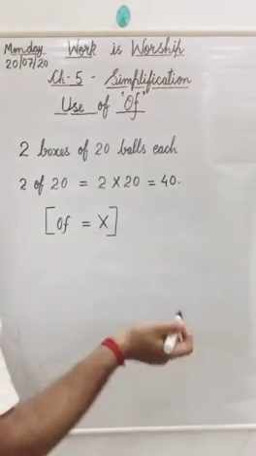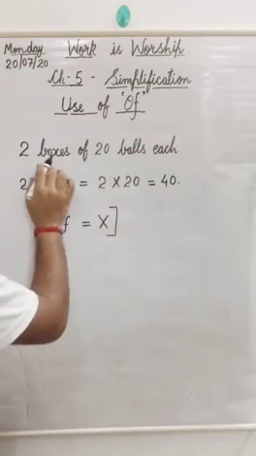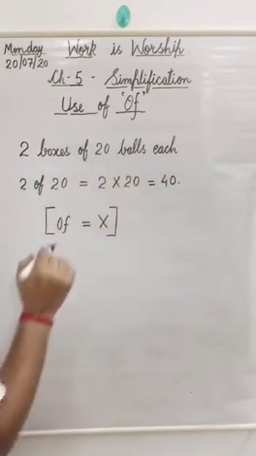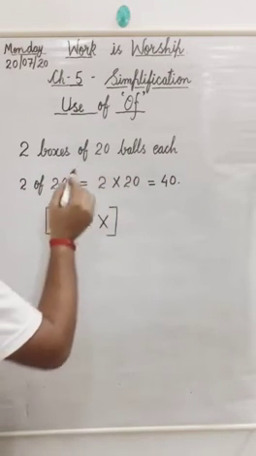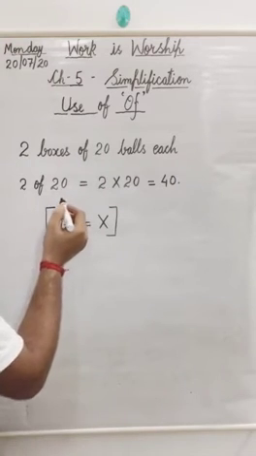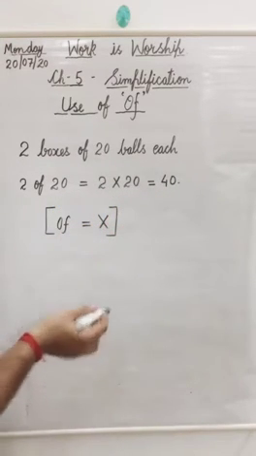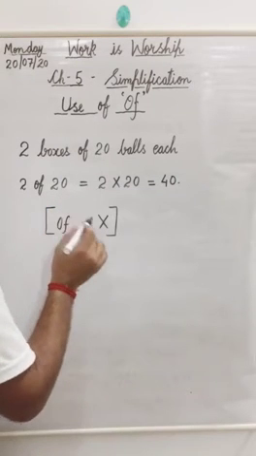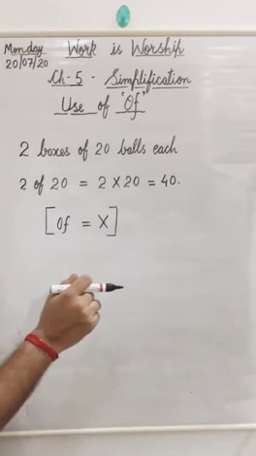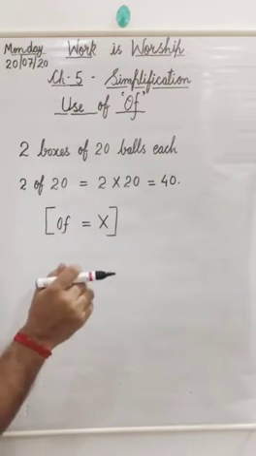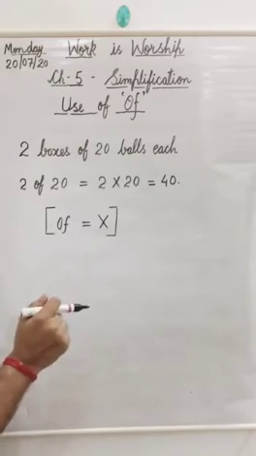Okay, students, our next term in the simplification is "of". Suppose here we write 2 boxes of 20 balls each. So 2 boxes of 20 balls each can be easily written as 2 of 20, which is 2 multiplied by 20, equal to 40. So here 2 of 20 is simply a way of describing the number 40. So in order to solve the "of" in the problem of simplification, we will simply multiply the two numbers containing "of".